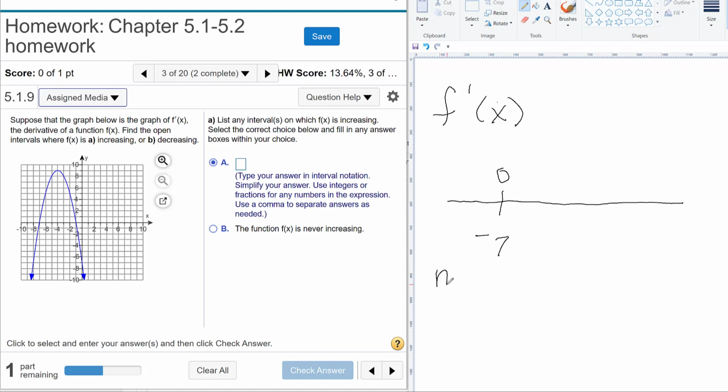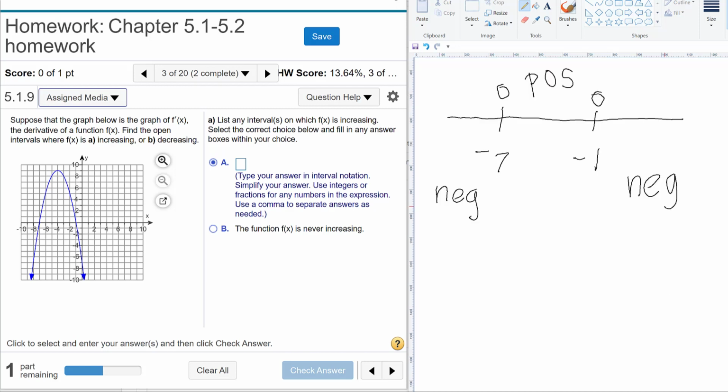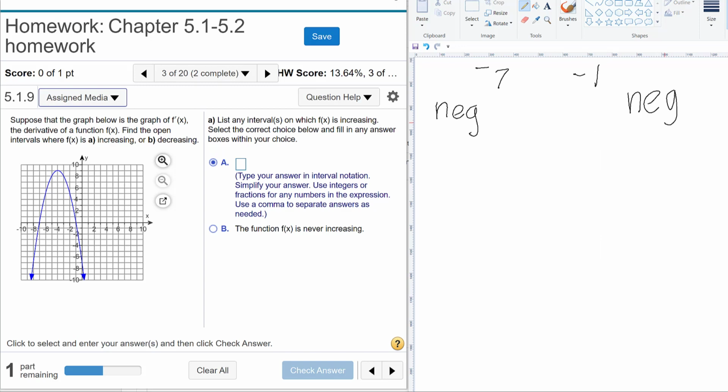Left of negative 7, it's negative. Between negative 7 and negative 1, where it's at 0 again, it's positive. This is the derivative. And from negative 1 to infinity, it's negative. Now this tells you what's happening to the original function, what the slopes of the tangents are on the original function. So if the slope of the tangent is negative, you've got tangent lines going like this, and then it's reaching 0, and then it's turning around and it's positive until it gets to here, and then it's negative till it gets to here. So that's what the graph of the original function would look like if its derivative looks like this.